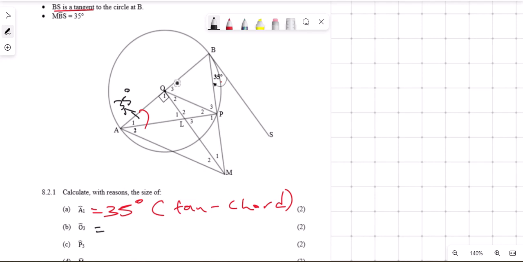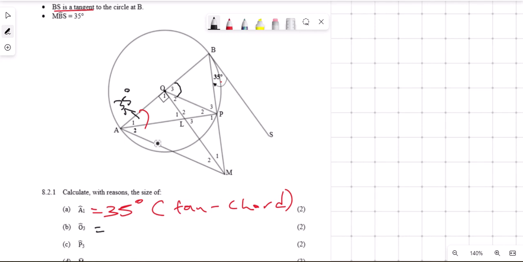Look at O3. 90? O3, it's 90. Why? Angles on a straight line. What about O2? We also have O2. But it's 90? No, it's not 90.